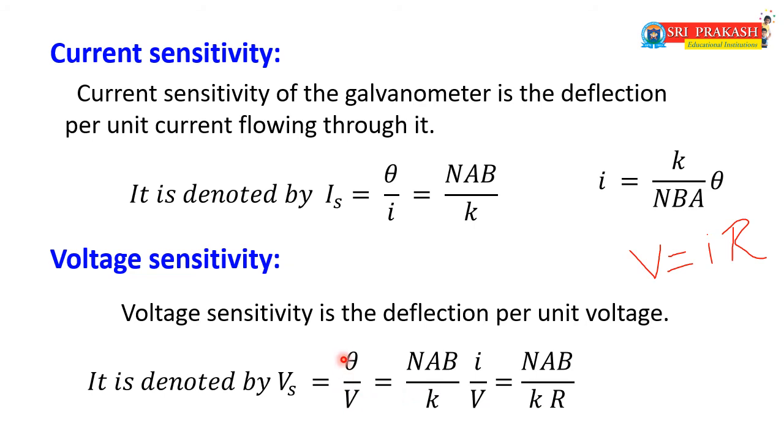If you observe, the voltage sensitivity depends upon the number of turns in the coil, the area of the coil and the magnetic field produced by the radial magnets, and it is inversely proportional to the resistance of the coil. So if you want more voltage sensitivity, resistance should be less. Current sensitivity is independent of resistance, but voltage sensitivity is inversely proportional to the resistance. That we can observe from these two equations.